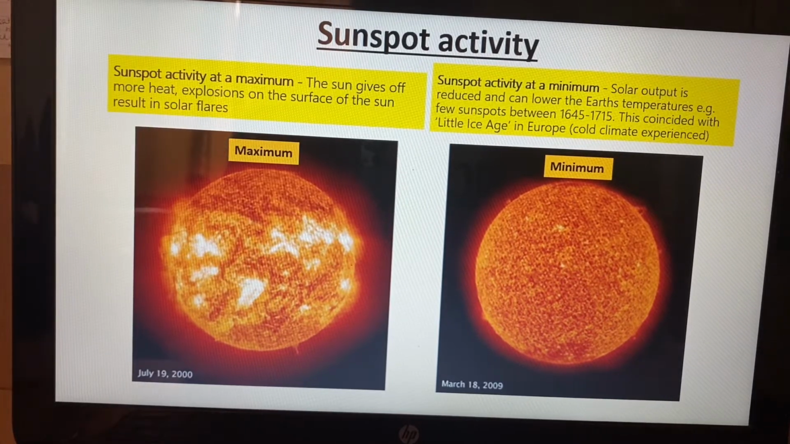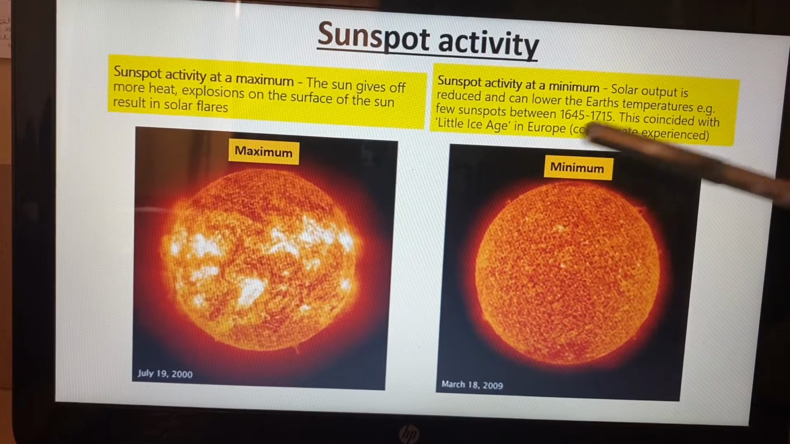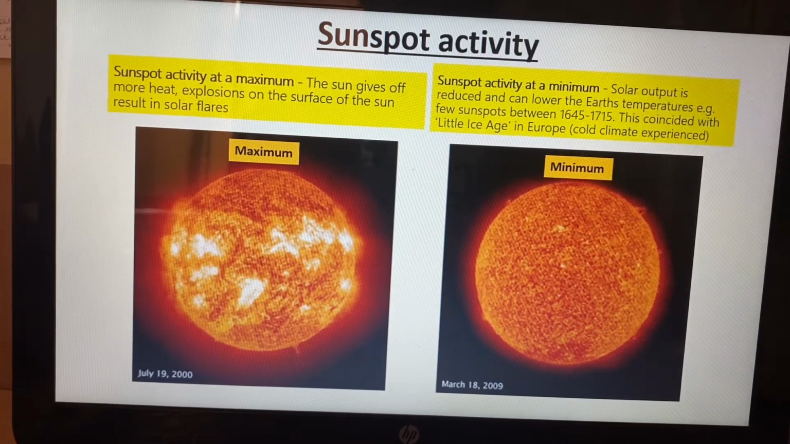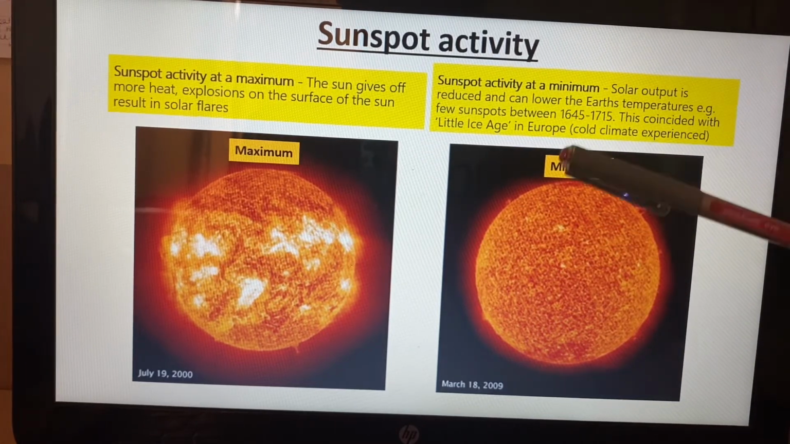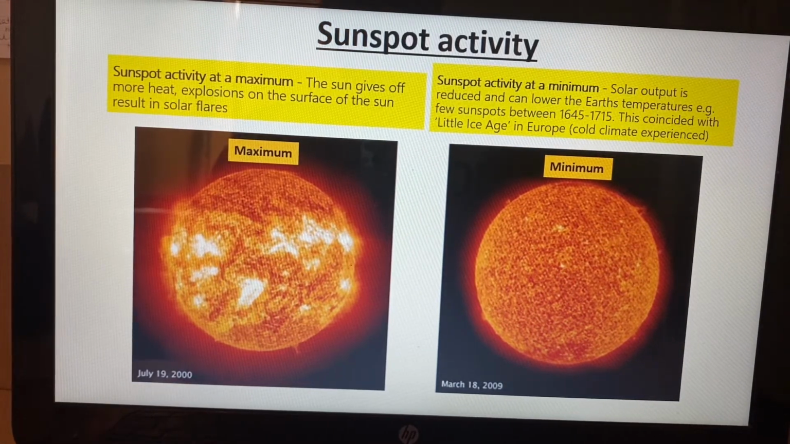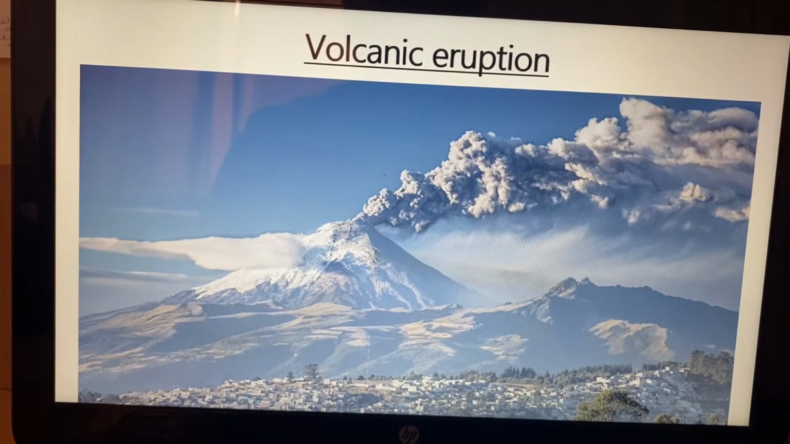Now, often that could also vary, every 11 years, and it can go down to, let's say, minimum solar activity, sunspot activity, and that has led, in the past, to ice ages within Europe. So it's not always warm, it can also be quite cold because of a lack of sunspots. And the last natural cause of climate change is obviously volcanic eruptions.